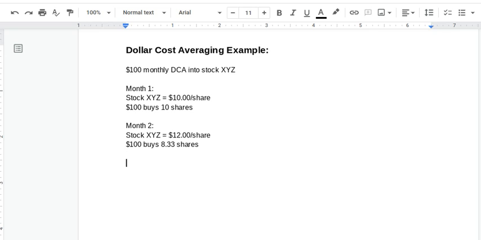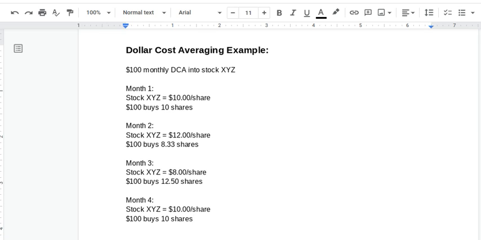All right. And then month three, let's imagine that stock XYZ ticks down. It goes to $8 a share. So $100 is going to buy some extra shares. You'll actually buy 12.5 shares with that $100. And then just to finish the example, in month four let's pretend that the stock goes back to where it was before, $10 a share. And so $100 again buys 10 shares.